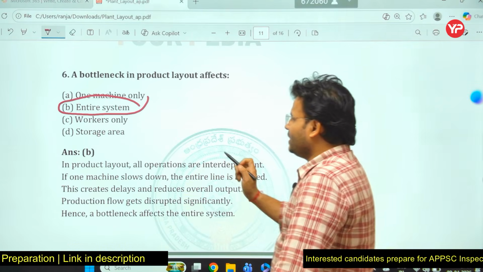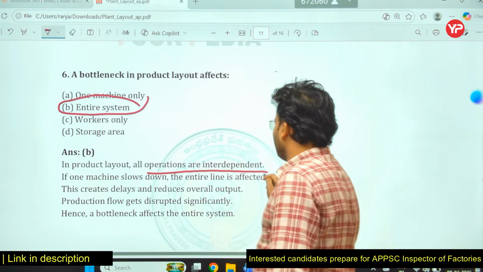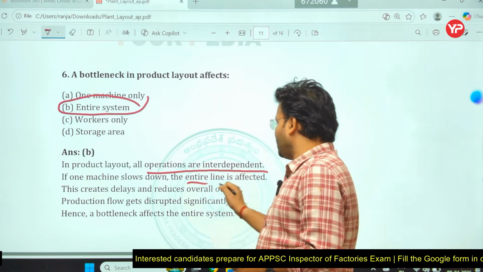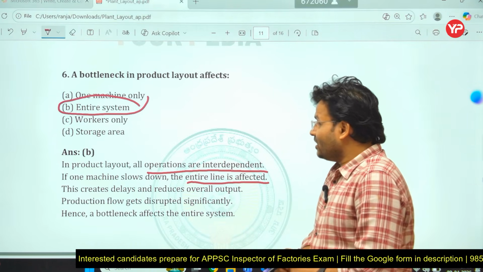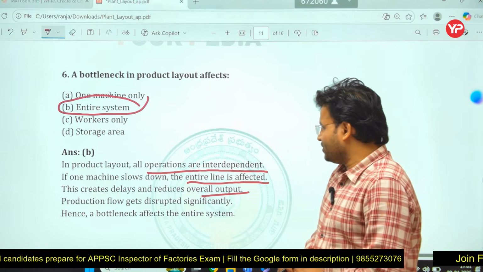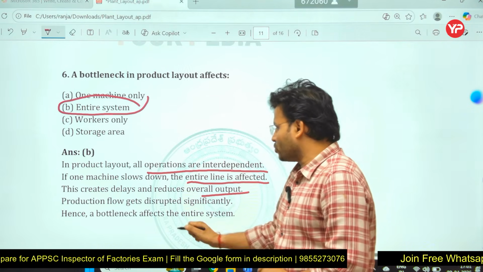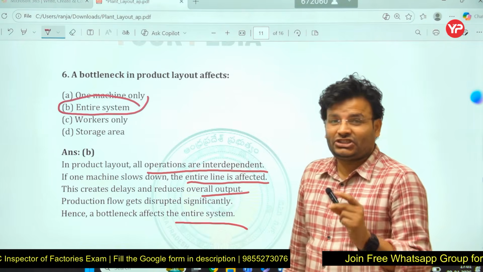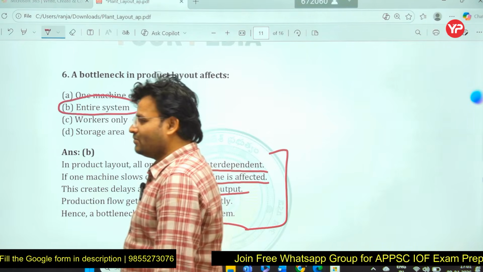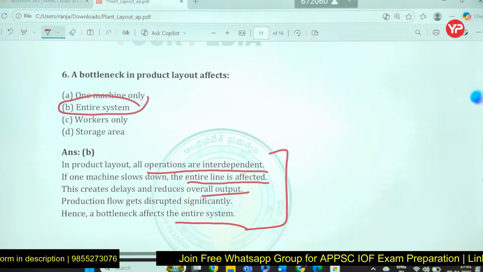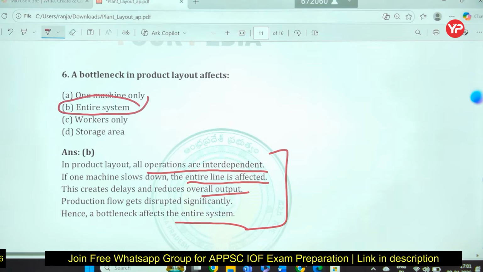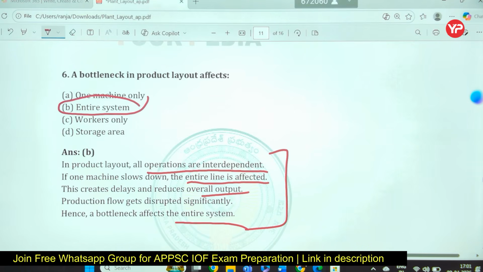Simply we can say in product layout, operations are interdependent. If one machine slows down, the entire line is affected, right? This creates delay and reduces overall output. Production flow gets disturbed significantly, hence a bottleneck affects the entire system. So my dear friends, this question was asked earlier in one of the exams. That's why I have taken it. So try to remember all these things, dear, it will be very helpful to all of you, right?